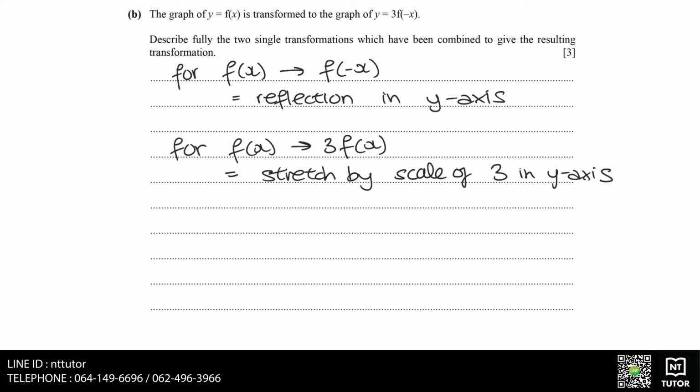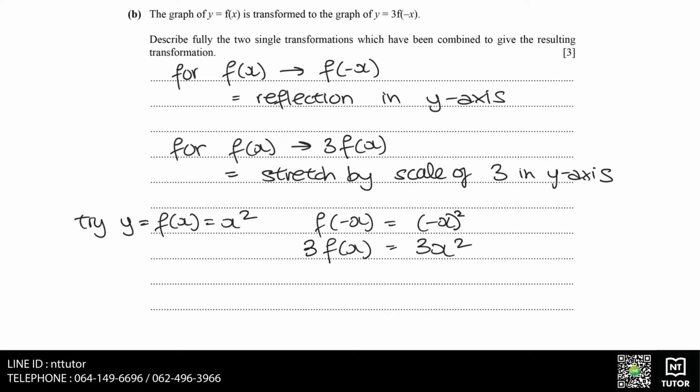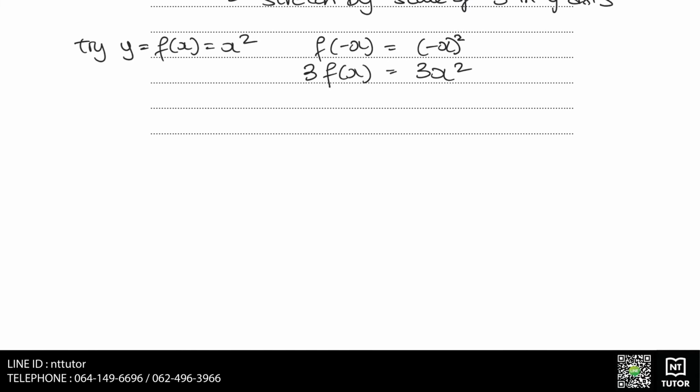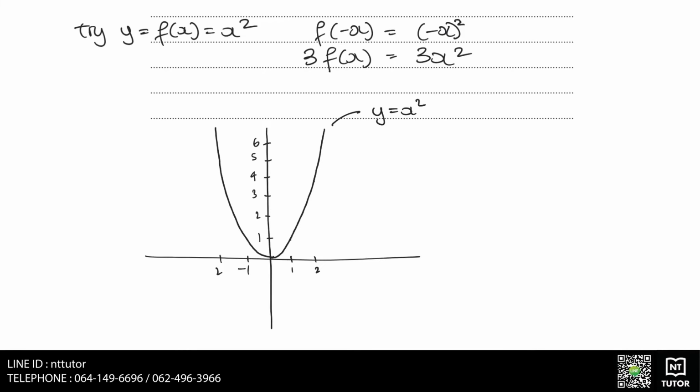These are some common transformations that you should know, but in case you're not sure, you can always try it out with a more simple graph like y equals x squared. If we replace the x with minus x in the graph of y equals x squared, we get the same thing. So the graph is in the exact same position, which represents a reflection in the y-axis.